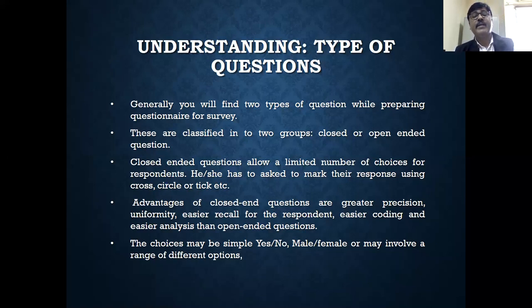A closed ended questionnaire allows a limited number of choices. For example, if you ask what is the gender of the respondent, the answer may be male, female or transgender. These are limited numbers of responses. That is a closed ended questionnaire, like educational qualification: SSC, HSC, UG, PG, or religion: Hindu, Muslim, Sikh. These are the types of closed ended questionnaire. And the advantage of a closed ended questionnaire is that it gives greater precision.